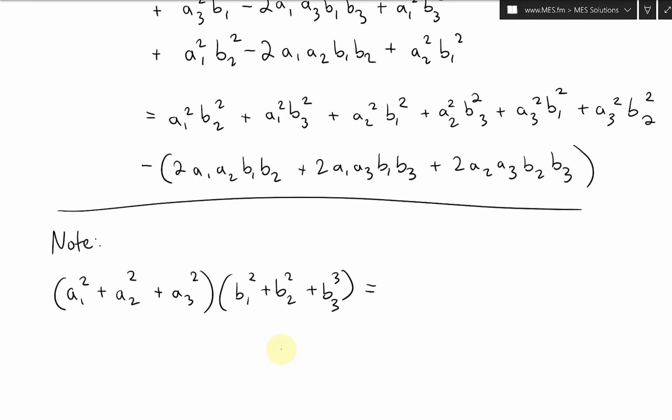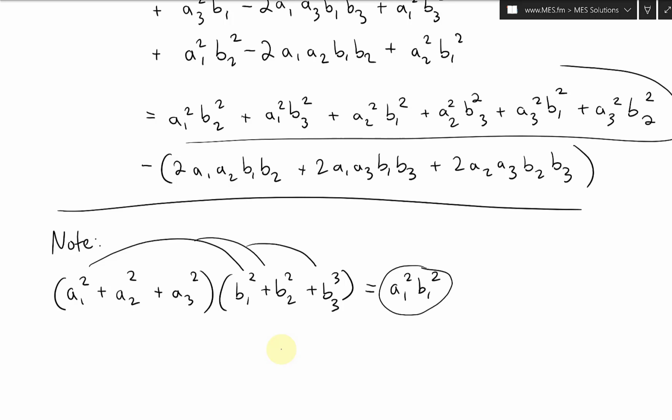This is b3 squared. So again, FOIL this out. a1 goes over here and a1 goes across like that. The top is going to be a1 squared, b1 squared. Notice that there's no more a1 or b1 squared. I'm going to circle the ones that are not inside this setup here.